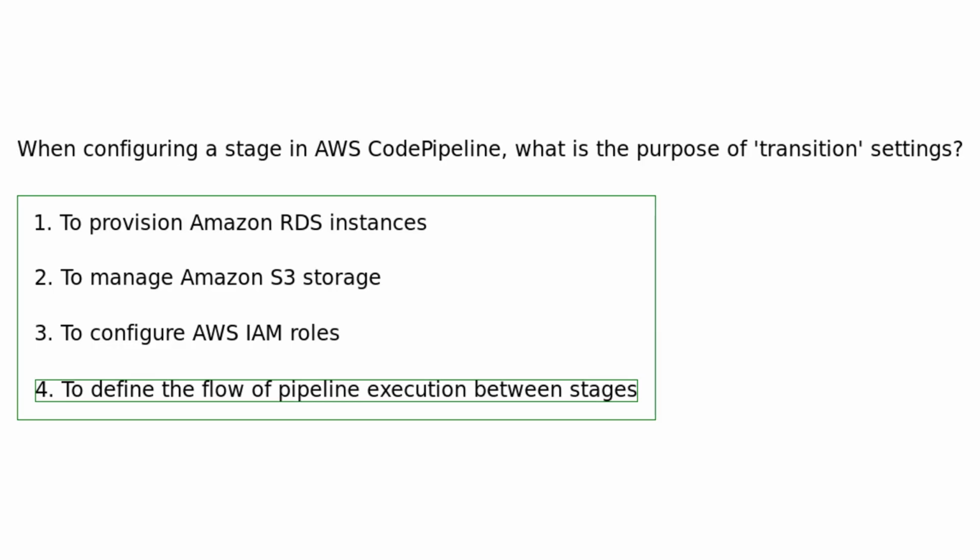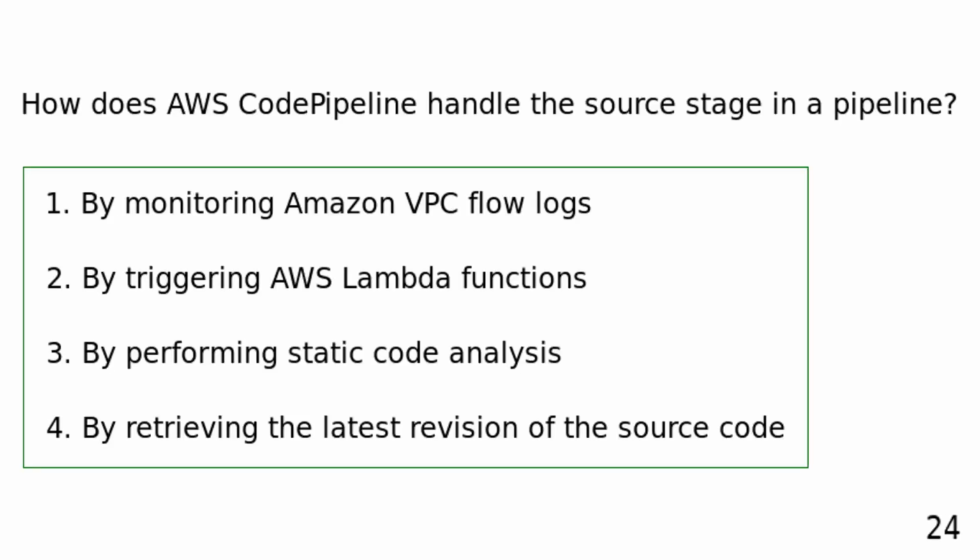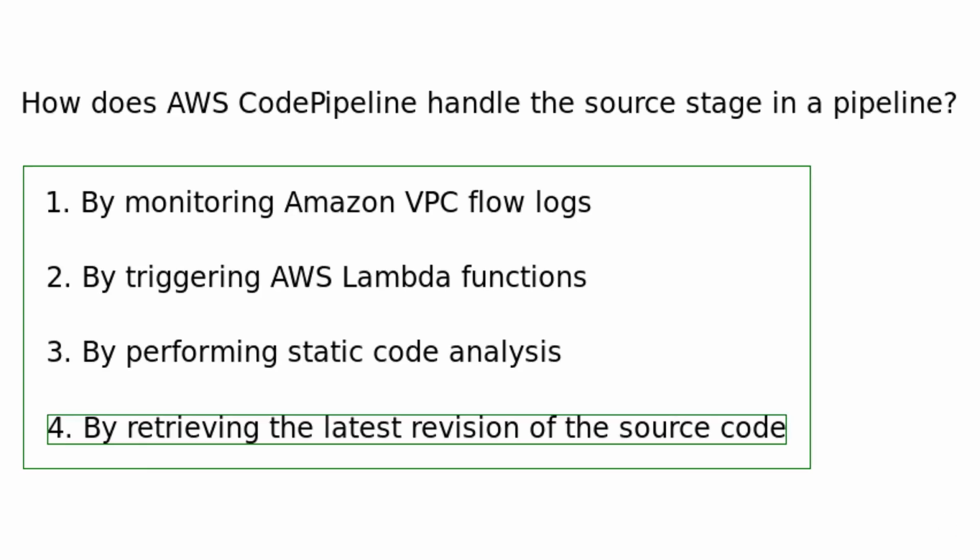How does AWS CodePipeline handle the source stage in a pipeline? By monitoring Amazon VPC flow logs. By triggering AWS Lambda functions. By performing static code analysis. By retrieving the latest revision of the source code. AWS CodePipeline handles the source stage by retrieving the latest revision of the source code from the configured source provider.